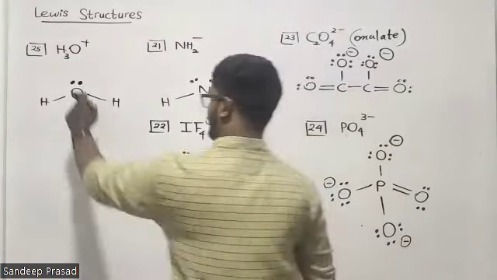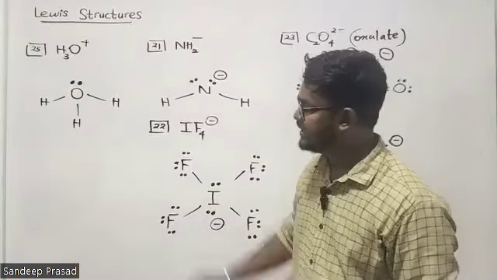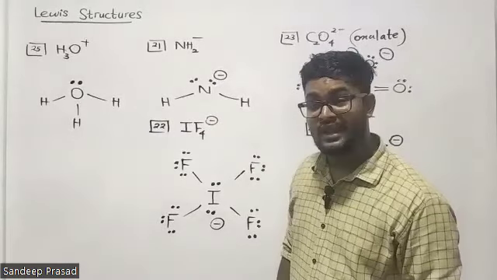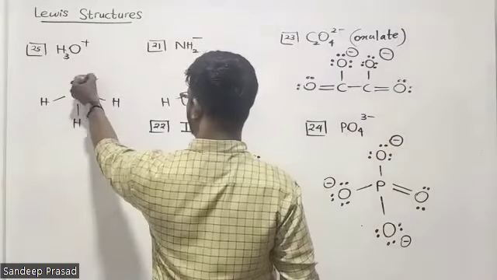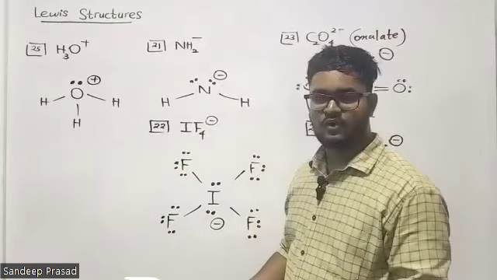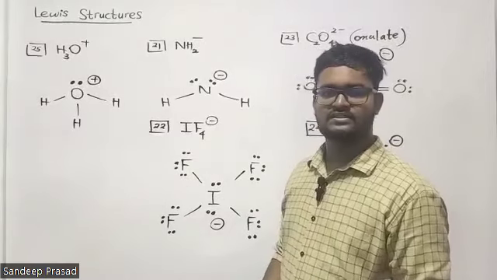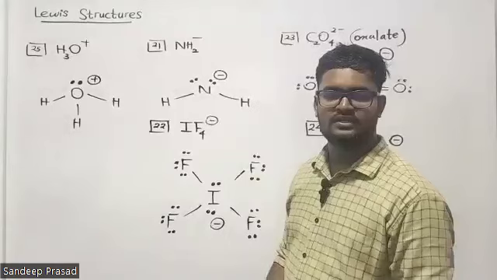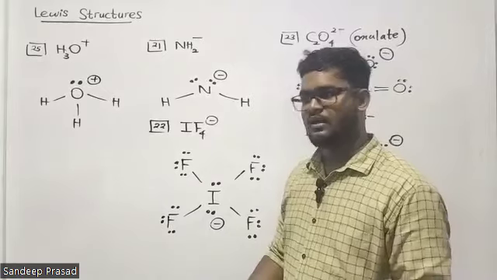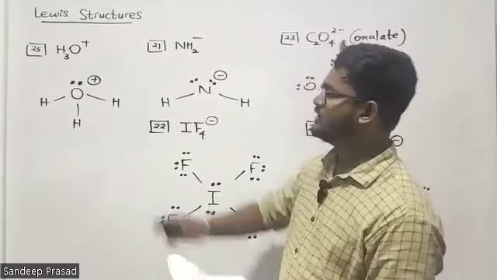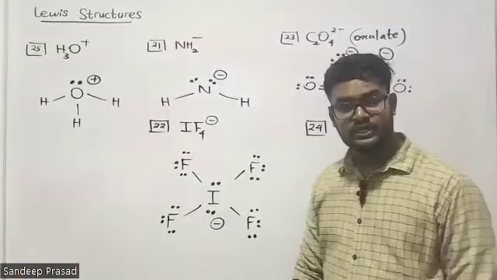Count the valence electrons. 1, 2, 3, 4, 5. Normally there should be how many electrons? 6 electrons. Now here we have only 5. Then students, you can understand 1 electron is removed by oxygen. Then oxygen is positively charged. What to do? With hydrogen, oxygen can't do anything. Oxygen can't remove the hydrogen. Oxygen can't make double bonds or triple bonds with hydrogen. Just a single bond, and hydrogen is neutral. What to do? Then oxygen has to take the positive charge, even though it is electronegative.